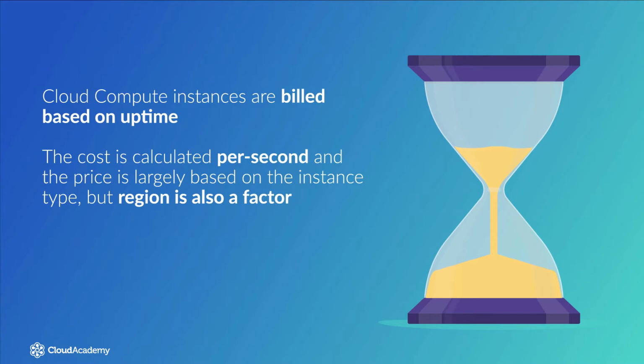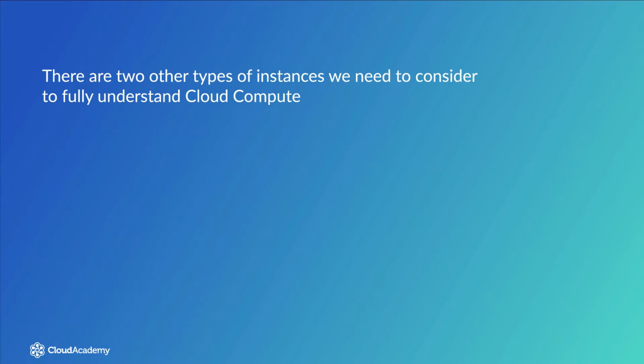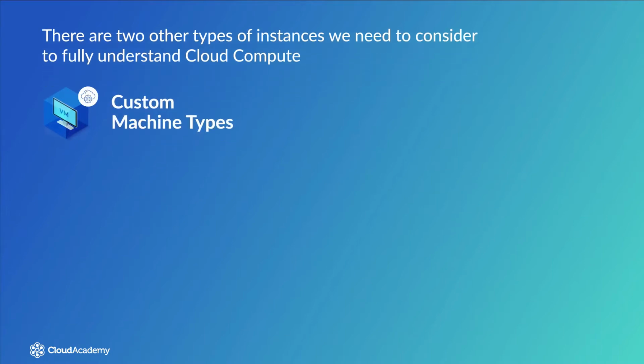Instances in US East 4 Virginia might cost a little more than instances in US East 1, which is South Carolina. Usually these region price differences are fairly small, but it's good to be aware of them. Now, so far we've been talking about standard on-demand instances that are created upon request. There are actually two other types of instances that we need to consider to fully understand cloud compute, and these are custom machine types and preemptible VMs.